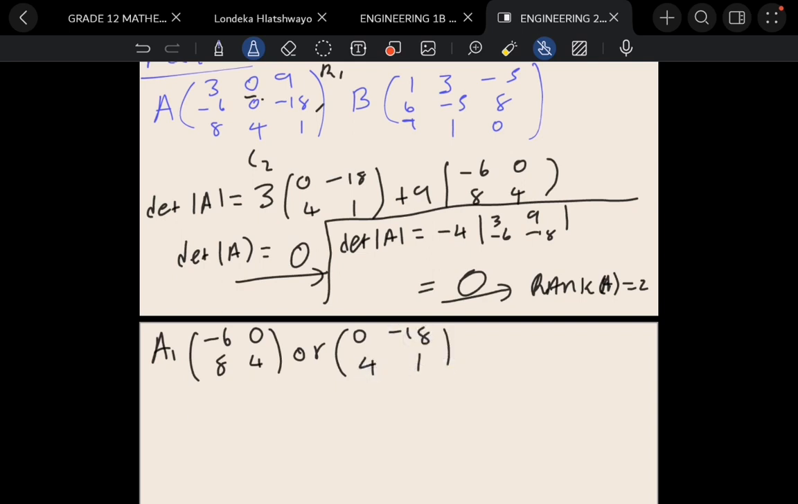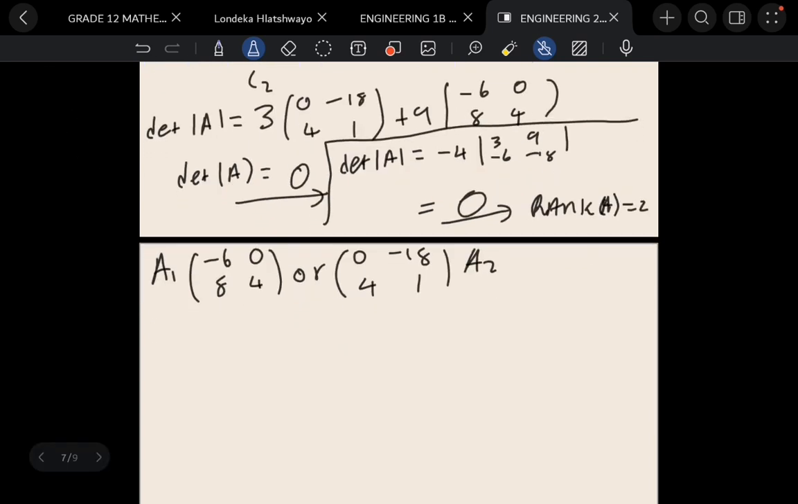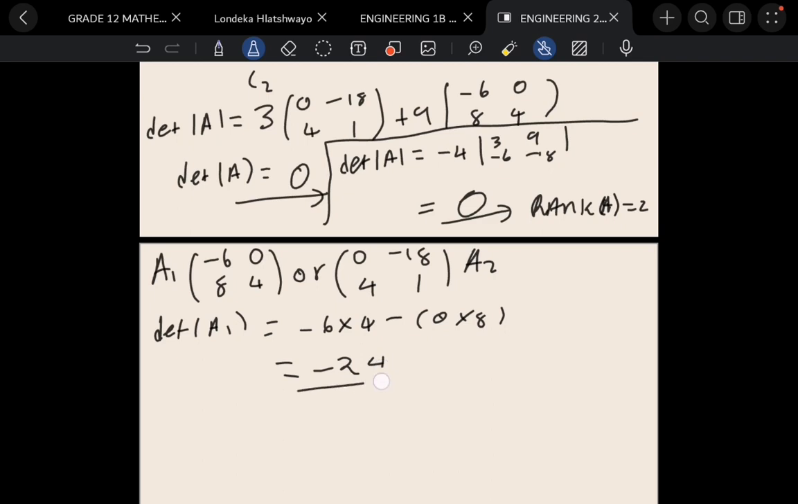Even though these two matrices, which is going to be A2, do not give the same answer, the important thing here is to know that whenever you take out a matrix, you only need one matrix that gives you a nonzero answer. So I'm just going to pick A1. Picking A1, the determinant of A1 is equal to minus 6 times 4 minus 0 times 8. Your answer there is negative 24.